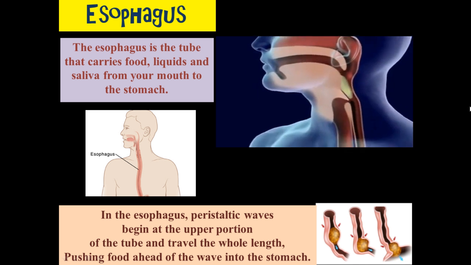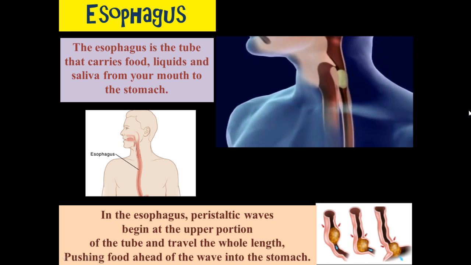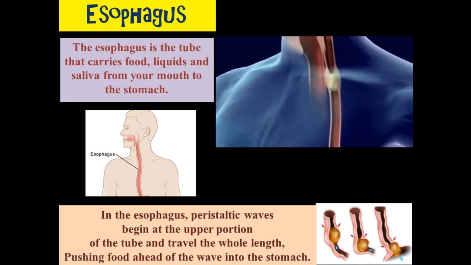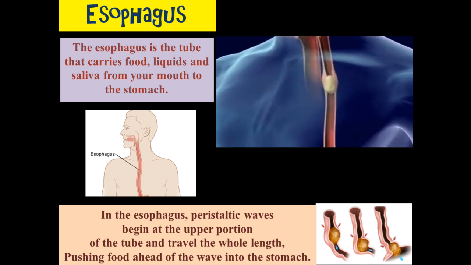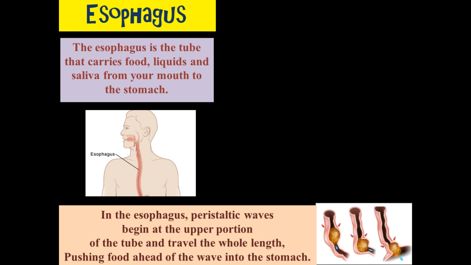Food from the pharynx goes to the esophagus. Food moves down the esophagus by peristalsis. Peristalsis is a process of contraction and relaxation of the muscles around the esophagus.